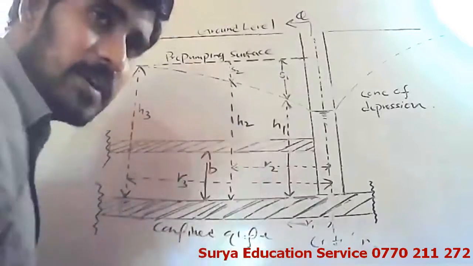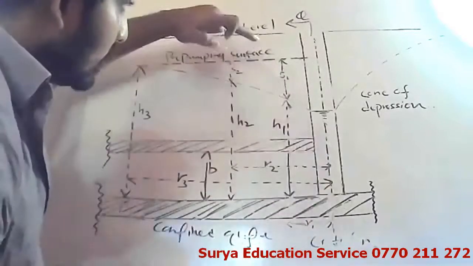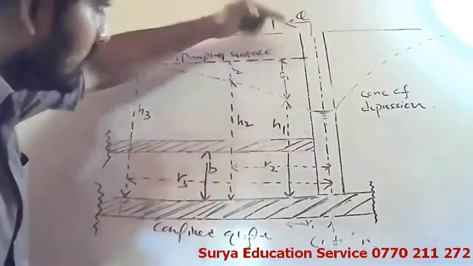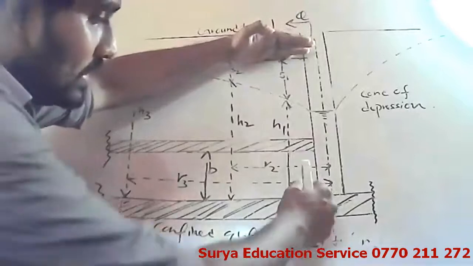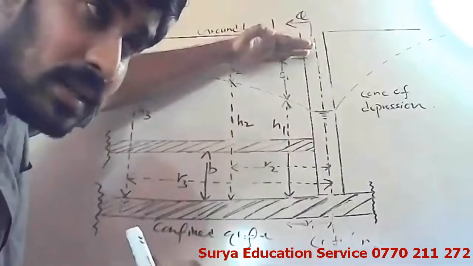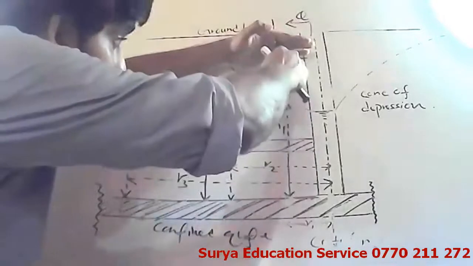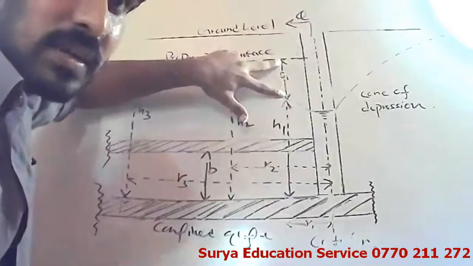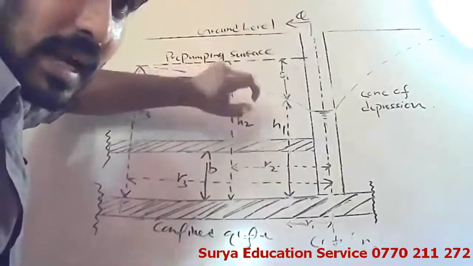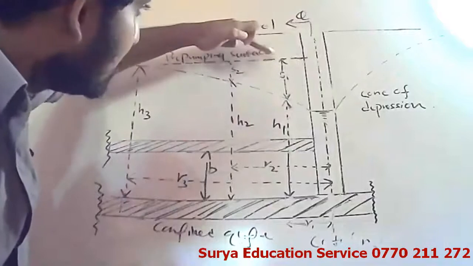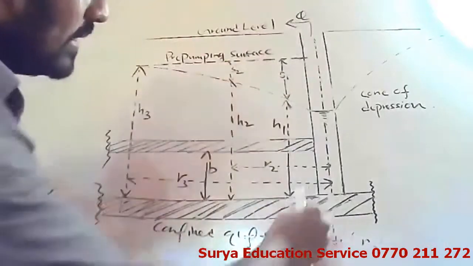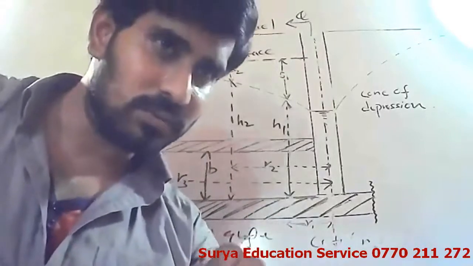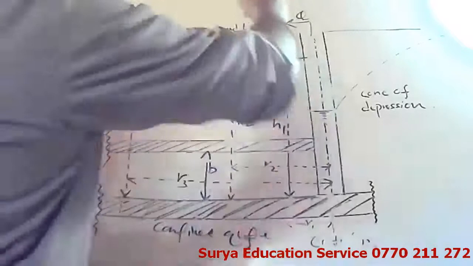If you're going to sketch a vertical line from this pre-pumping surface, because you know this is the pre-pumping surface, at a distance of R1, and sketch a vertical line till it meets this curve, that distance is S1. Here you can see S1. The line that you sketch vertically from this pre-pumping surface till it meets this curve at the distance of R1, we say that it has a drawdown. So that is a drawdown length.